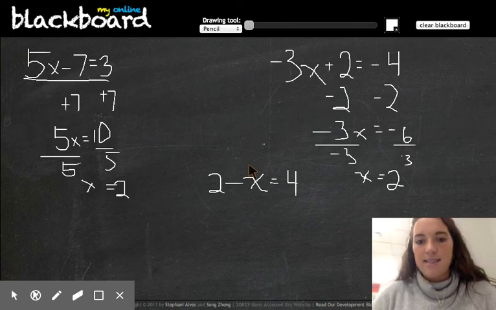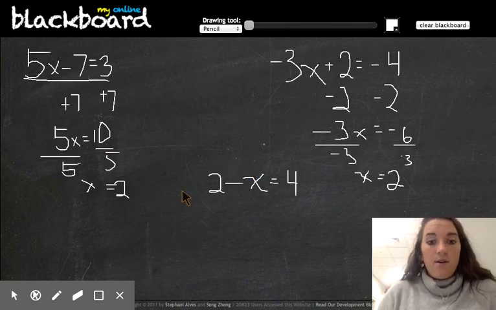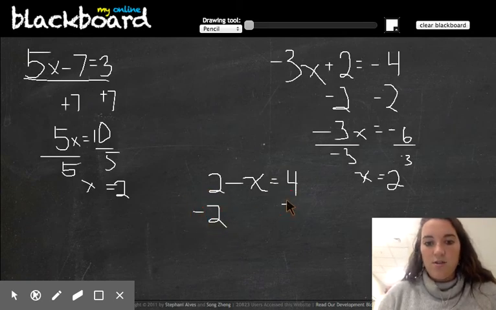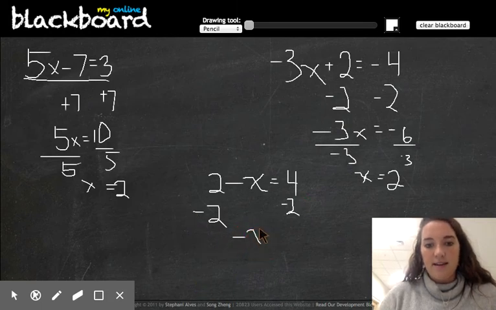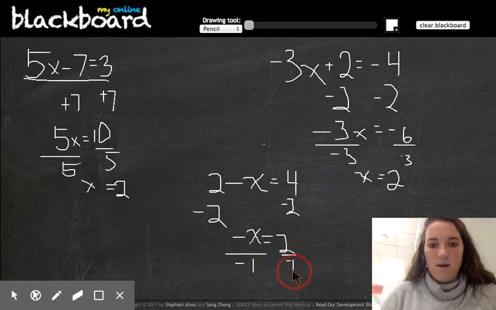Last one, 2 minus x equals 4. This one is the one that's a little bit trickier. We need to get rid of our 2 first, so we subtract 2 because our 2 isn't anywhere near x. Now we're left with negative x equals 2. Now we have to get rid of that negative. What can I divide by to get rid of that negative? I can divide by -1. I'll end up with x equals -2.